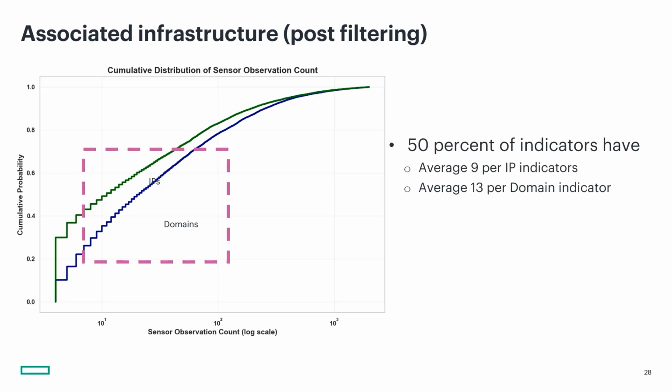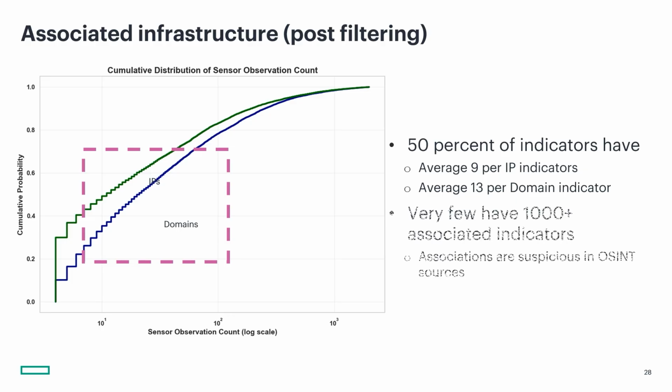Right? So there you go, on average 9 per IP indicator and 13 per domain indicator. That's the expansion. Very few of them happen to be in the long tail, right? The ones that end up with 1,000 plus. And those are usually not good ones. That means you didn't do a good filtering at the very beginning. Chances are this belongs to a CDN. So we'd have to go back and filter.